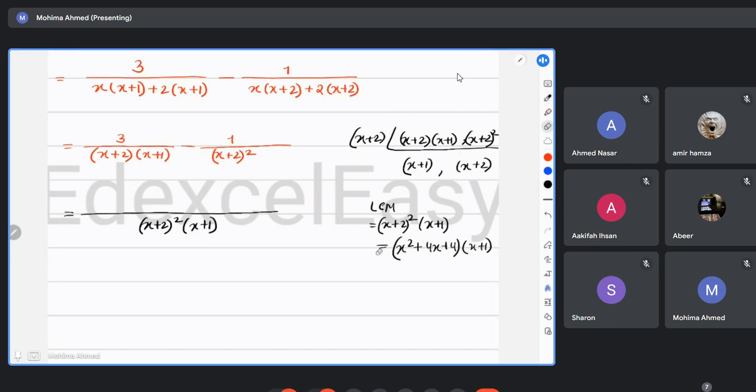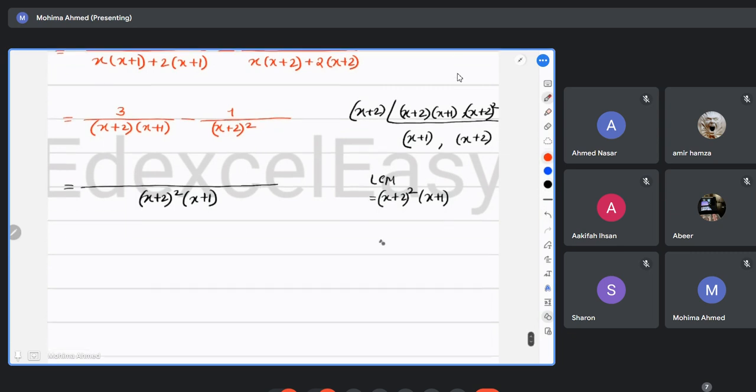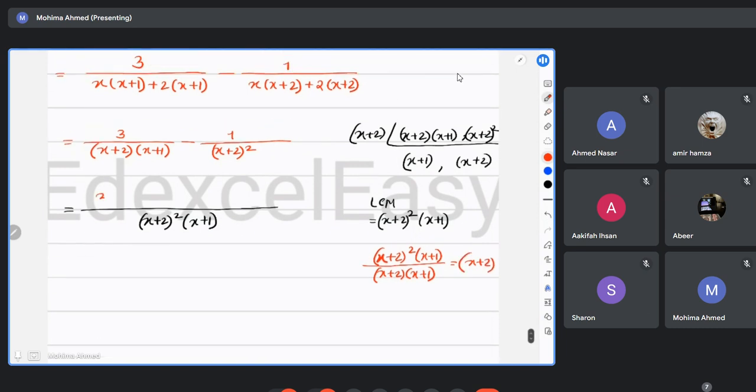In LCM, what do we do? This is your final LCM: x plus 2 whole square, x plus 1, and the denominators were these. I'm going to divide the LCM, x plus 2 whole square, x plus 1, by the denominator, x plus 2, x plus 1. This leaves me with 1 x plus 2, so it is going to be multiplied with 3. So 3 multiplied with x plus 2.